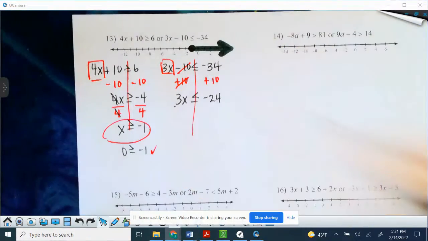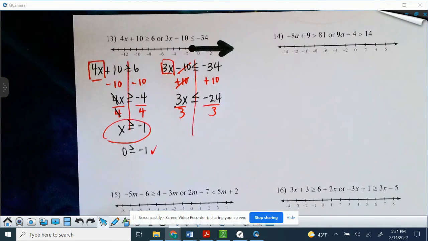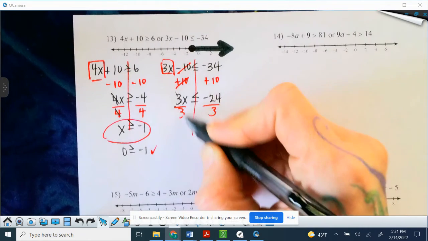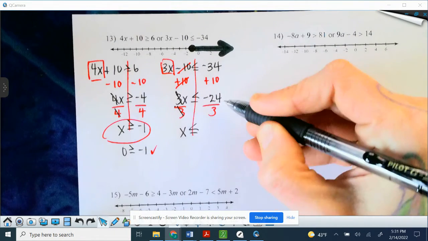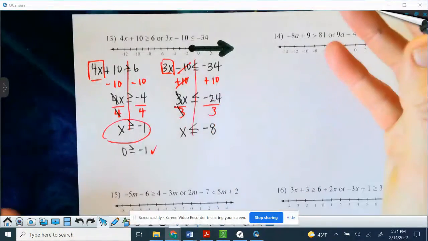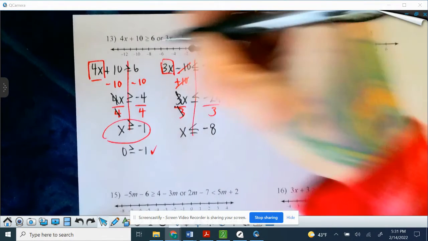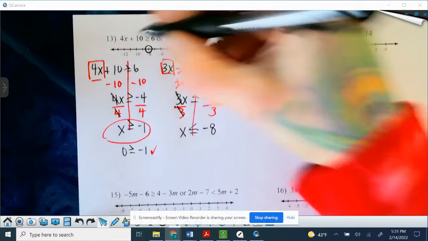Then we need to divide by 3, because that's 3 times x, and the inverse of multiplication is division, because again we need these to 0 out. So x, -24 divided by 3 is going to be a -8. We divided by a positive, so we're perfectly good still. So we can go over to our -8, draw a circle, and decide: is it colored in? It is, because there's an equal to.